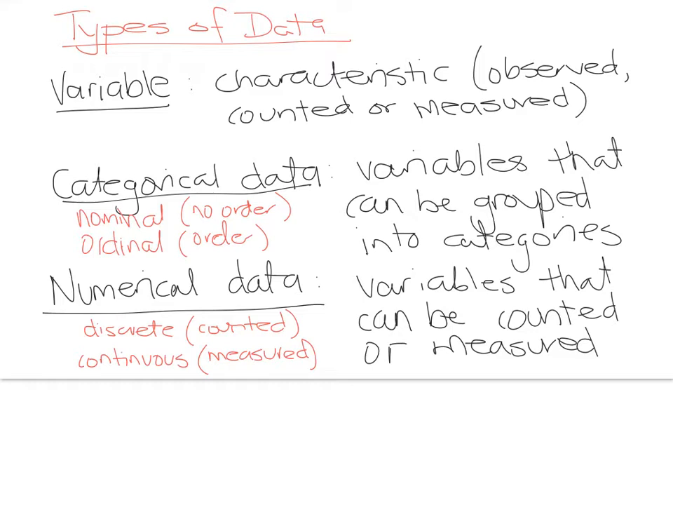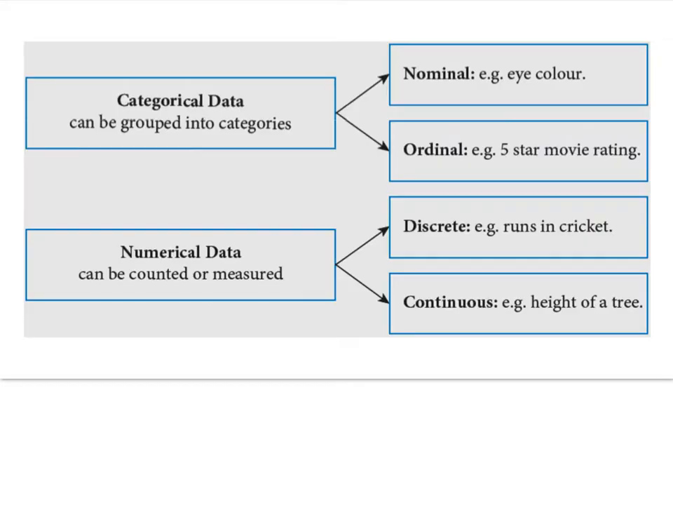However, we can actually show this best using a graphic organizer. We've got our two different types: categorical data, grouped into categories, and numerical data, counted or measured. Categorical data could be split into nominal or ordinal. Nominal means no order. Colour has no order. Ordinal, for example a 5-star movie rating: 5-star, 4-star, 3-star, 2-star. Those numbers of stars are the different categories, and they definitely have order.